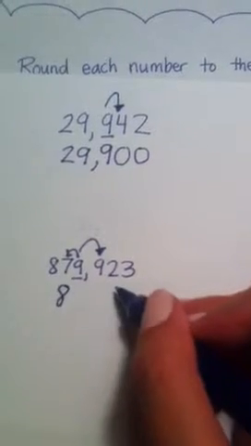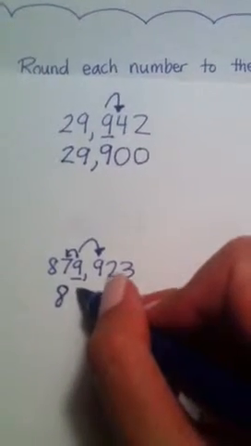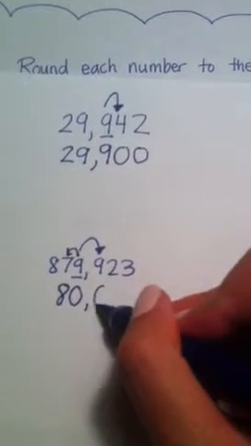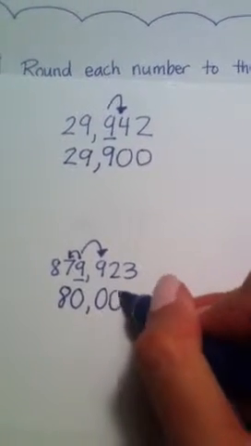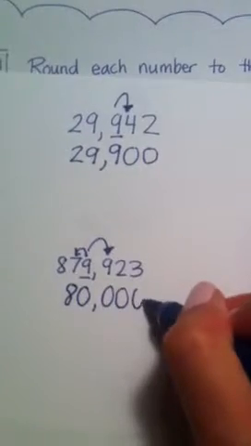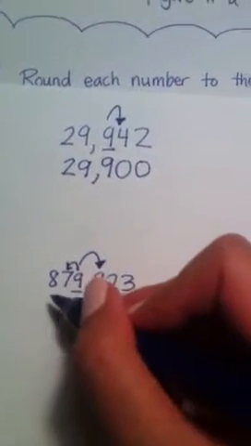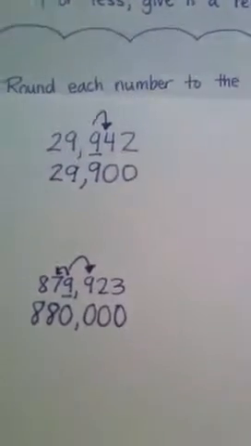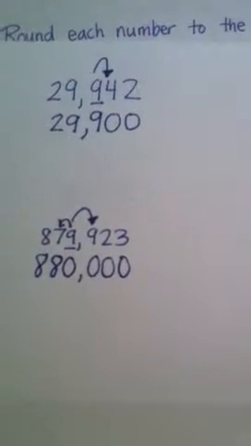Neighbors to the right each change to 0. So a 0 for each digit. And the neighbor to the left stays the same. So your new answer is 880,000.